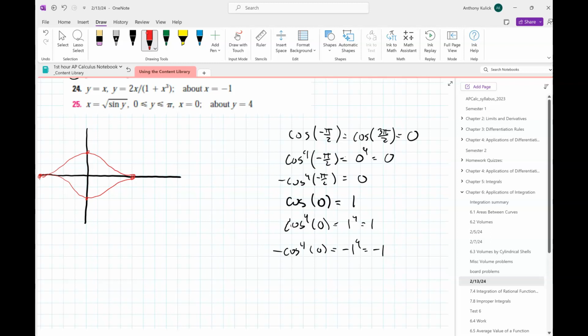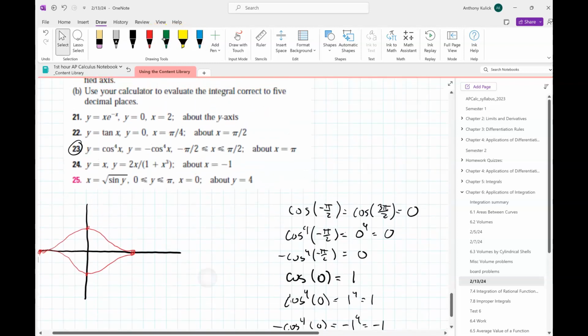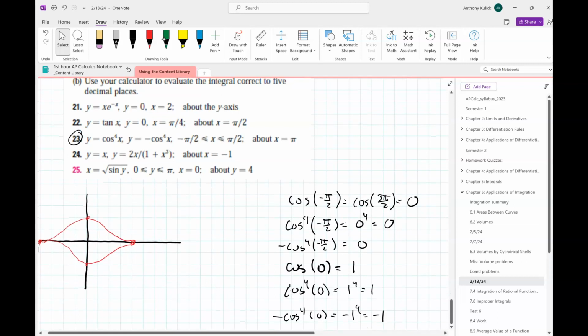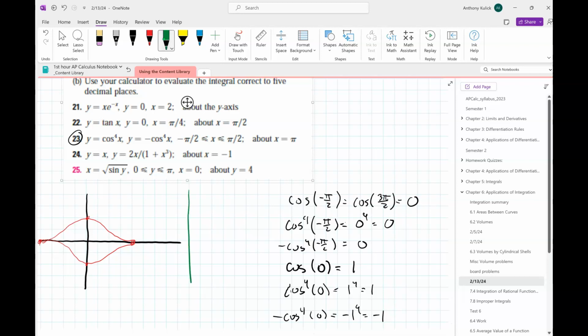Anyways, there's our picture. I know, Mr. Kulik, I'm not going to be able to do that myself. That's fine. And then we have the line x equals pi. So that's like out here.